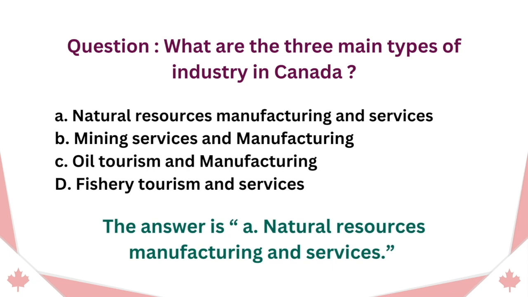Question: what are the 3 main types of industry in Canada? A. Natural resources, manufacturing and services. B. Mining, services and manufacturing. C. Oil, tourism and manufacturing. D. Fishery, tourism and services. The answer is A. Natural resources, manufacturing and services.